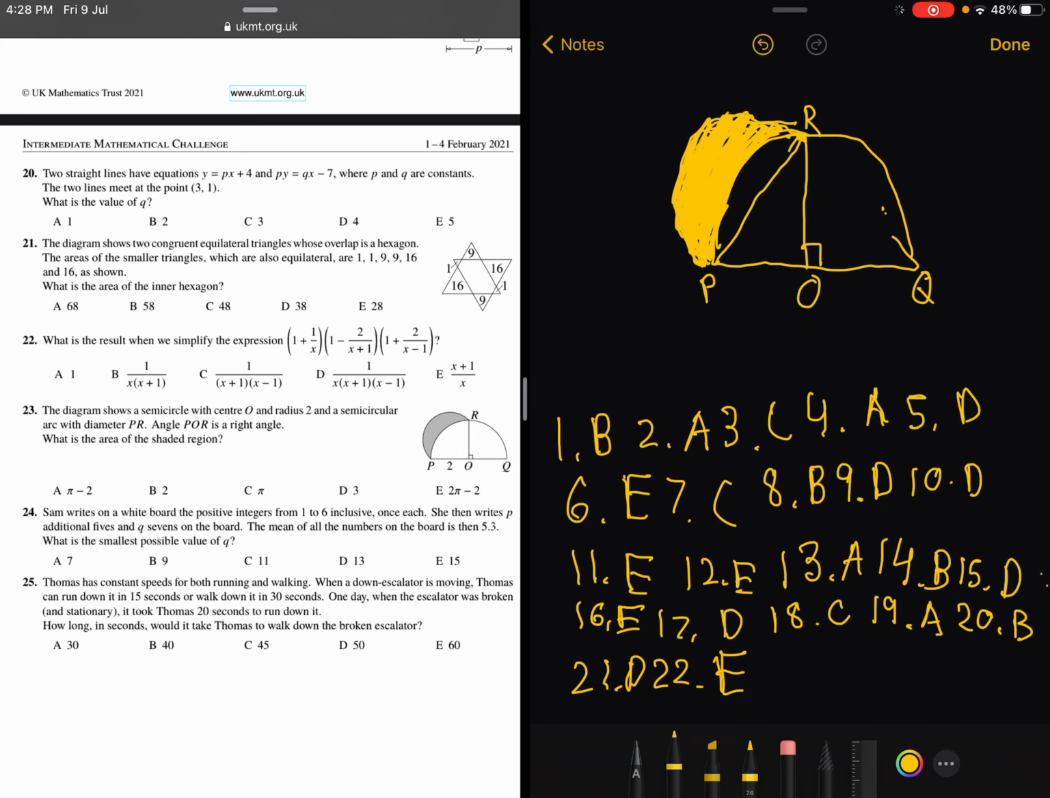So, and this is a triangle, a right angle triangle, where we know PO is 2 and OR is 2 because they're both radii of the semicircle, quarter circle or semicircle.